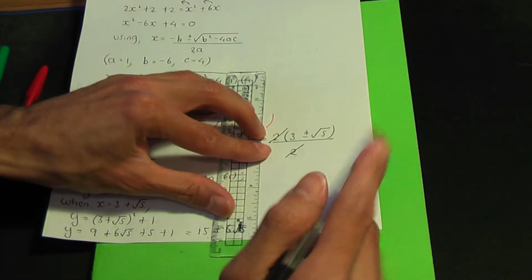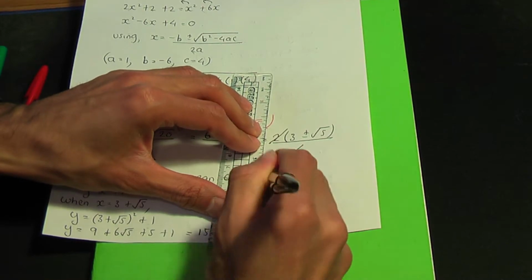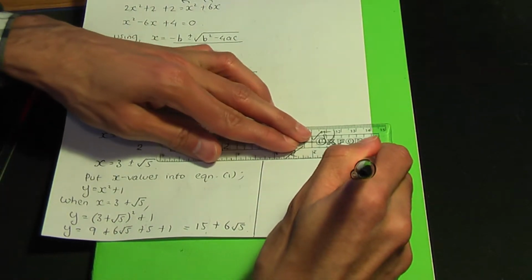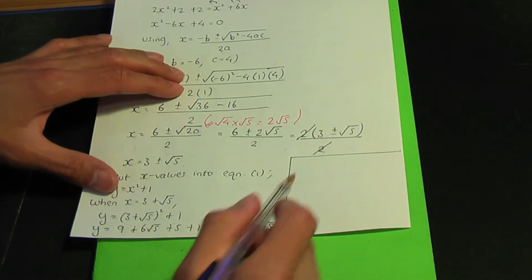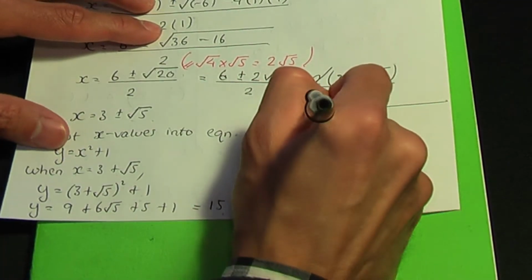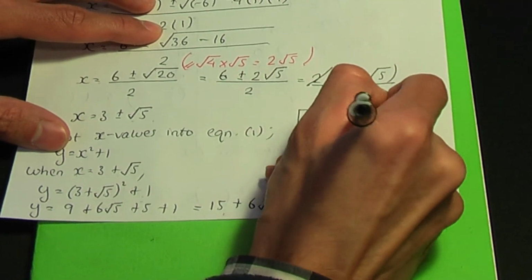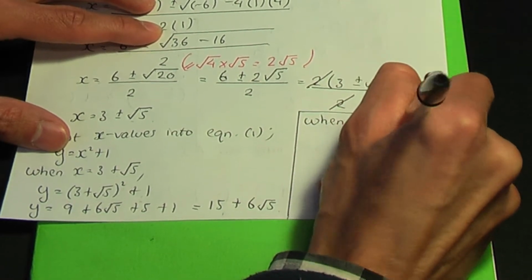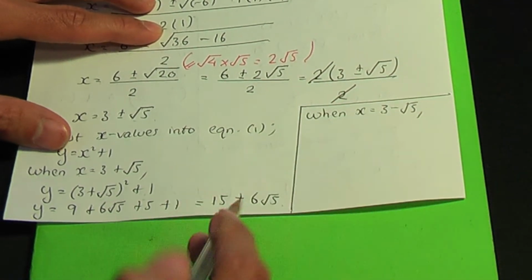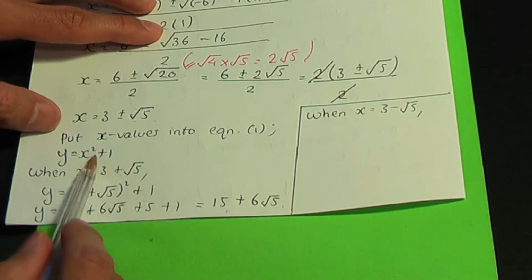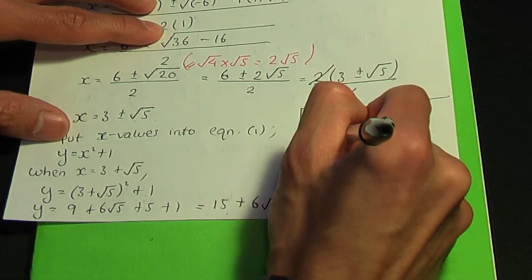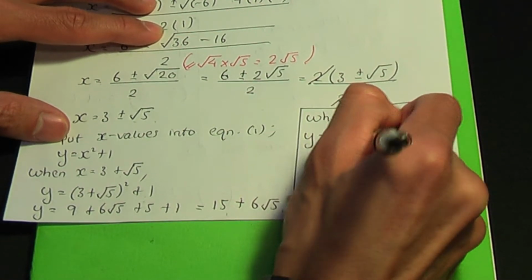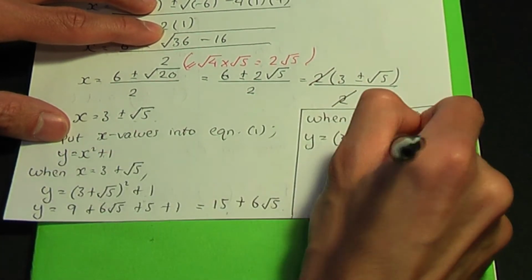Now let me continue. I've got some space here to use. So when x is equal to 3 minus root 5, if I replace x in the same equation, y is equal to x, which is 3 minus root 5 squared, plus 1.